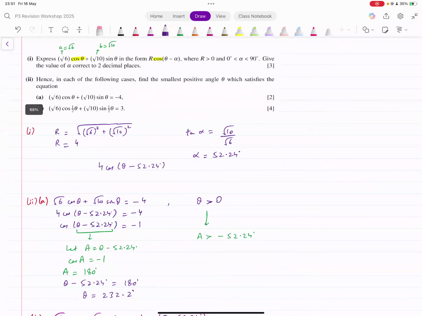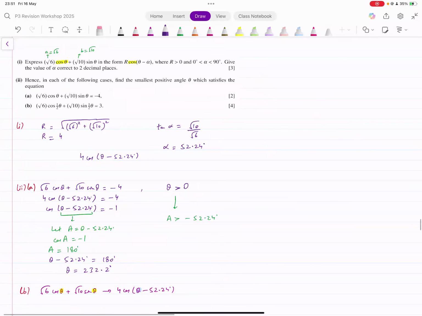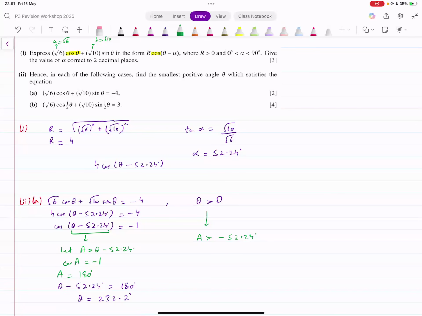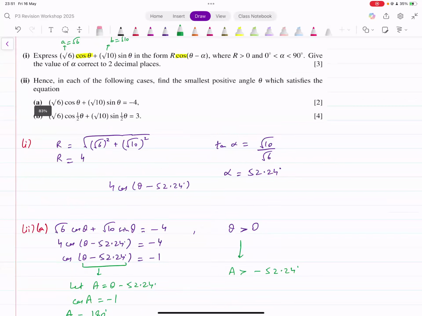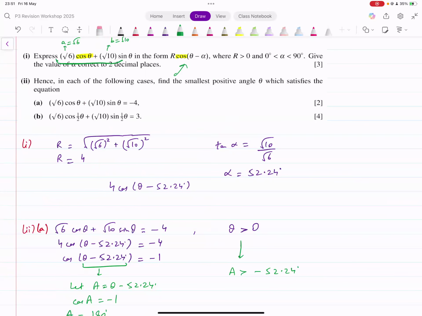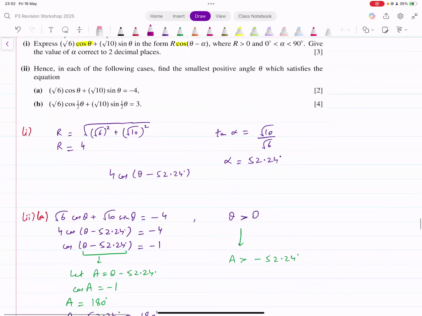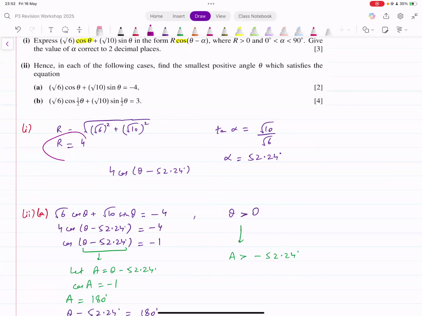You can have a look at this in your own time. Then in the first part, they are just asking you to convert this expression to r cos of theta minus alpha. How do we do that? Is it the standard form? Yes, cos, it is the standard form. Use the formulas, and that gives you the values of r and alpha.